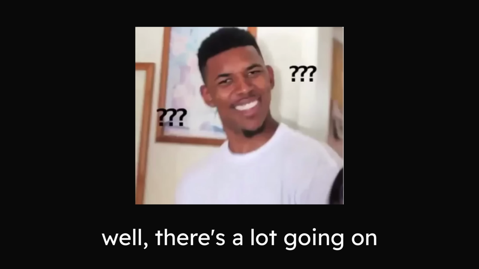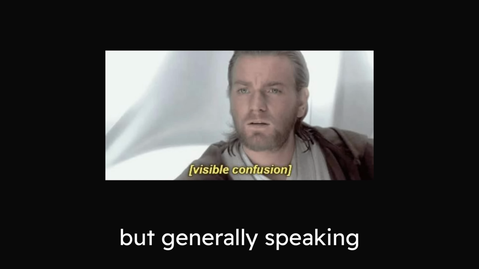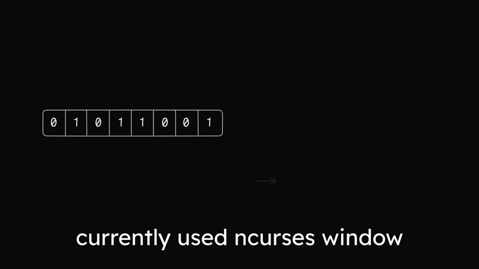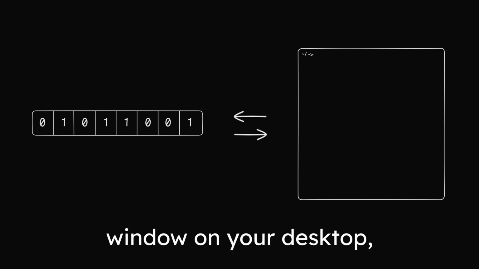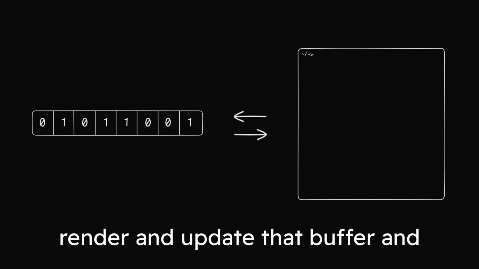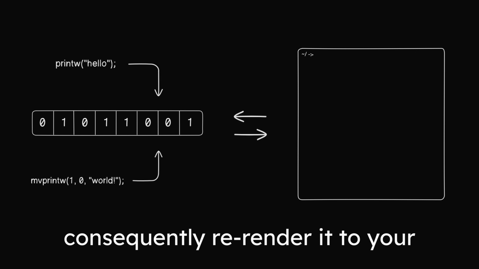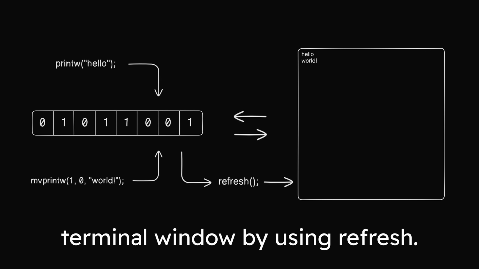Well, there's a lot going on behind the scenes that I certainly don't understand, but generally speaking, Ncurses maintains something of a buffer that tracks the state of the currently used Ncurses window, which in this case refers to the Ncurses buffer and not a window on your desktop, and then allows you to efficiently render and update that buffer and consequently re-render it to your terminal window by using refresh.